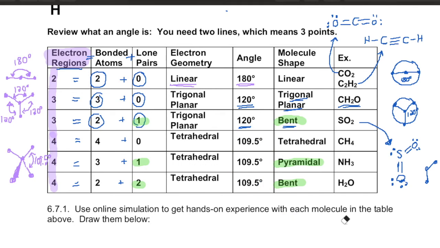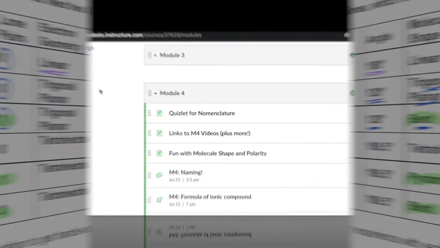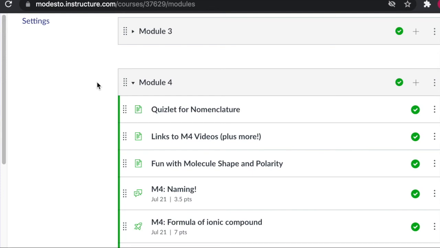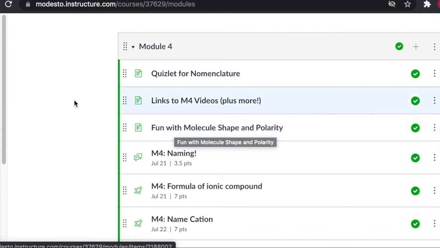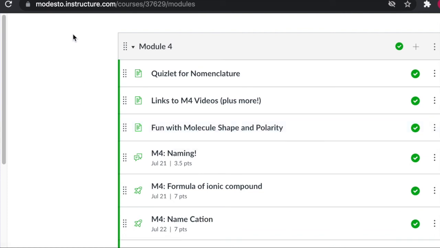I'm running out of space to draw the tetrahedron and the pyramid and the bent, so I might take a little break and show you the online simulator to look at these shapes, and then maybe come back and draw them down below. In a live class, we would bring some models to class and play around with them to investigate shape, but this online class we have in Module 4 a Fun with Molecule Shape and Polarity page where I give a link to some simulators.